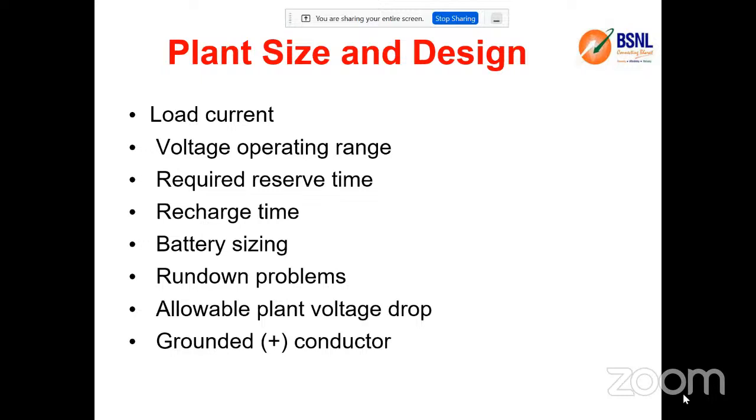And depending upon the various parameters, the power plants are designed with load current. It could be 100 ampere, or 200 amperes, or 400 amperes, or 600 amperes, like that. There are various ranges. Accordingly, we can add numbers of modules. And based on the required recharge time, battery size, and many things, we have different types of power plant designs and sizes.